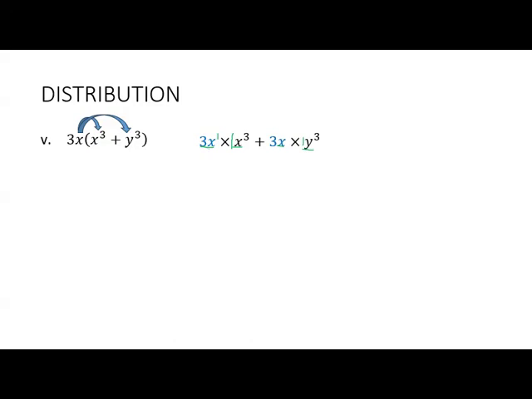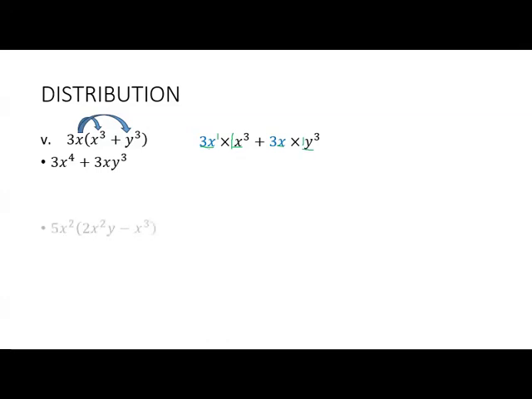So your final answer here, when you multiply a monomial, remember I said a monomial is one term, a binomial is two terms. When you multiply one term with two terms, your answer will be two terms. When you multiply one term with three terms, your answer will have three terms. So here our answer will have two terms. Remember I said terms can be separated by plus and minus. So the answer will be 3x to the exponent of 4 plus 3xy cubed. Got it?